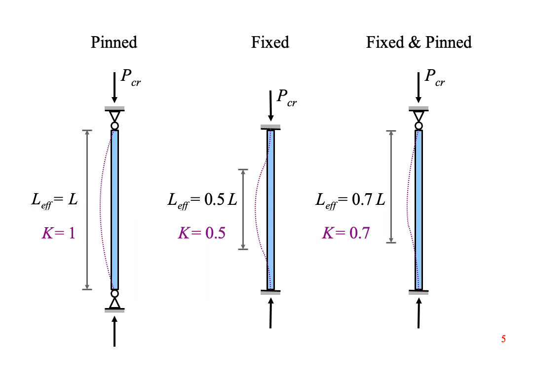We can assign a value to the portion of bow. It's called the K value. K is the effective length divided by the total length of the column.